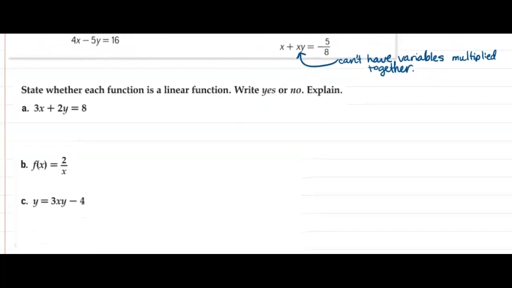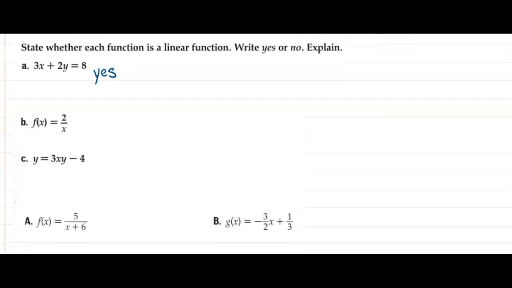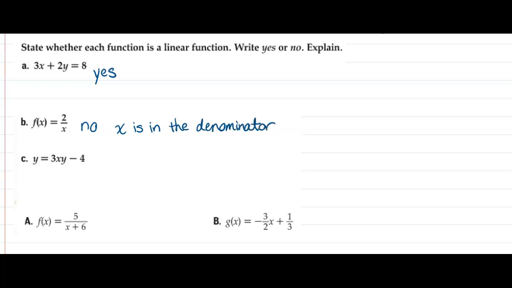So let's take a look. Are these linear functions? Yes. This is a linear function because everything's raised to the first power, nothing's in the denominator, and none of the variables are multiplied together. What about this one? No. x is in the denominator. How about this one? No. We cannot have variables multiplied.